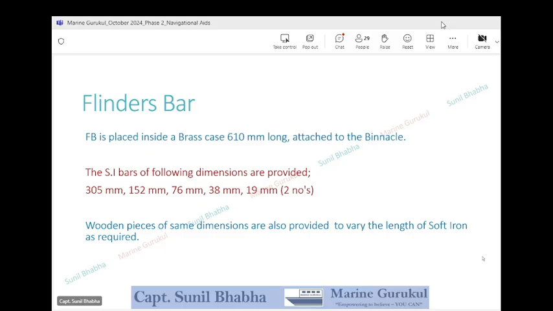Now on another vessel which has a very small engine and a very small funnel, the correction required may not be very much. So we may require just about, let us say, 100 or 200 millimeters of the flinder bar. So these wooden pieces help us to vary the dimension or length of the flinder bar.